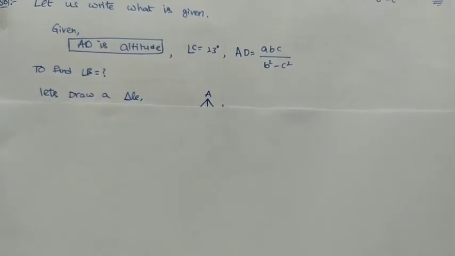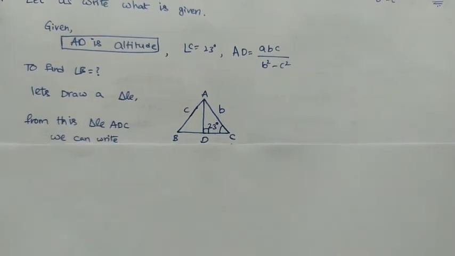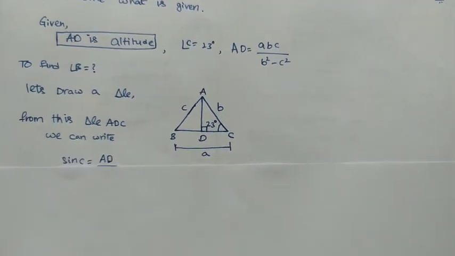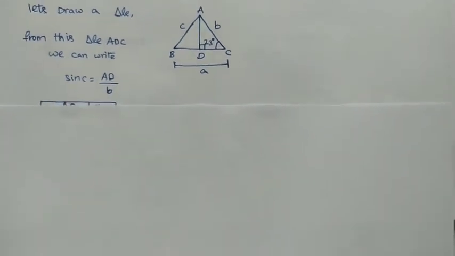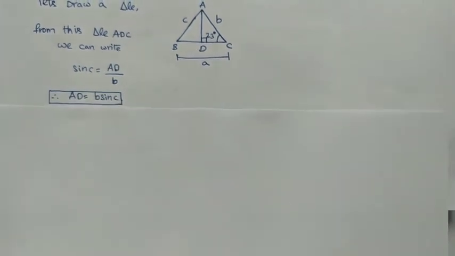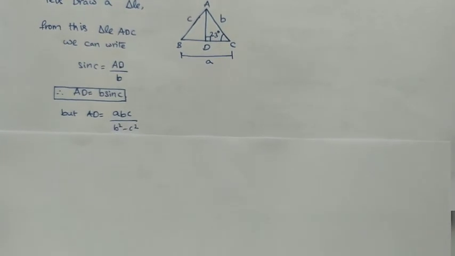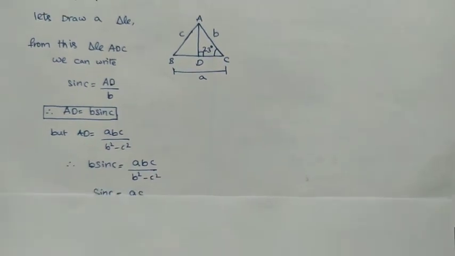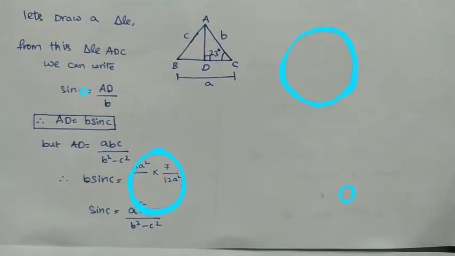Now we are going to draw a triangle, any triangle, it's not a problem, but you have to draw an altitude from A. I have taken ABC in anticlockwise and their sides respectively a, b, c. From this triangle we get a right angle at D. Taking C as the angle, sin C equals AD by b, which is opposite by hypotenuse. So AD equals b sin C, and AD equals abc by b square minus c square. Equating both, we get sin C equals ac by b square minus c square. So we will cancel b on both sides.